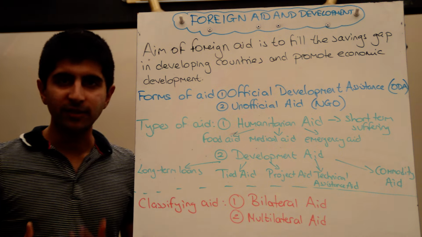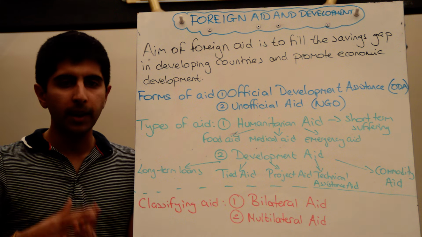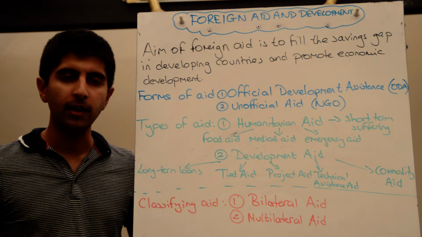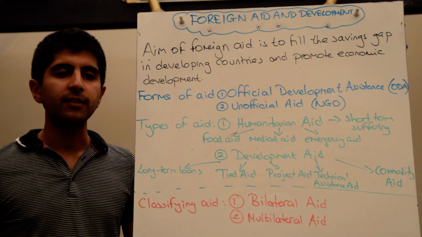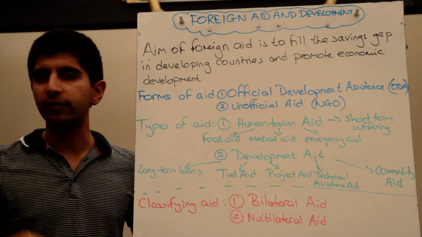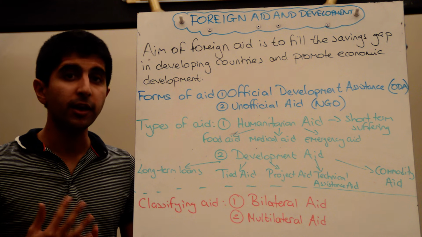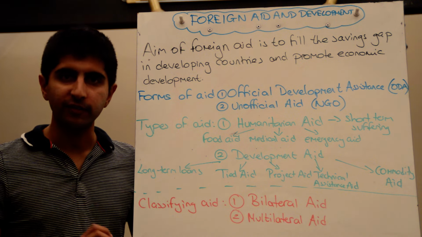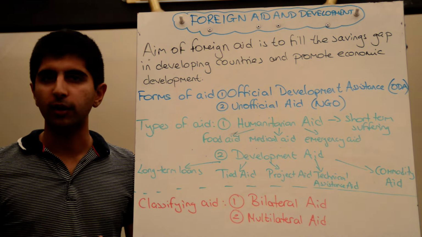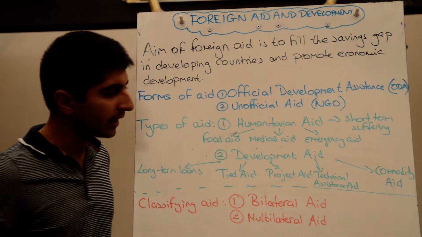Aid can also take the form of tied aid. Tied aid is where money is sent to a developing country, with a caveat though, that imports of certain goods and services can only be purchased from the donor country itself. So in that sense, there is a benefit for the donor country involved here as well. So tied aid is that.